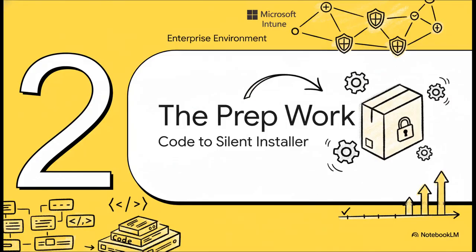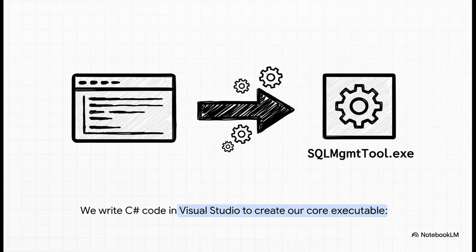Okay, so we know what we're building. Let's get into the nitty-gritty of the prep work. This first big step is all about getting our code ready for the big leagues, for a real enterprise deployment. Look, we're not going to bore you with a line-by-line code review, don't worry. But it all starts in Visual Studio, right? We write our C# code, we build the project, and what pops out at the end is our main application file, SQL Management Tool.exe. This is our starting block.